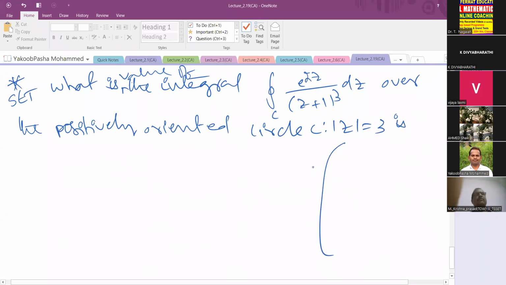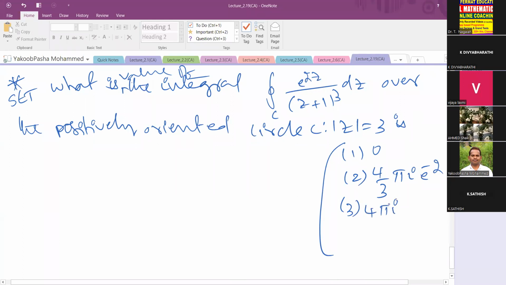First option is 0. Option 2 is 4 by 3 pi i e to the power of minus 2. Third option, 4 pi i e to the power of minus 2. And fourth option, 8 by 3 pi i e to the power of minus 2. These are the 4 options given in the set problem, and it is twice repeated in the set.